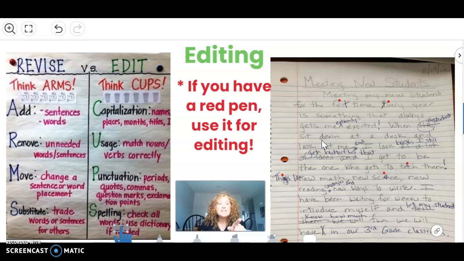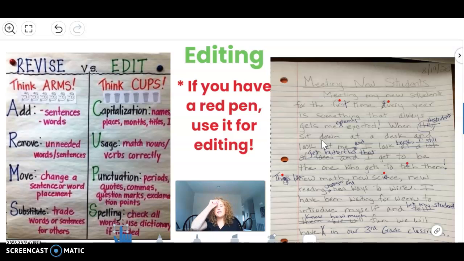Well, look, if it's a C, you focus on making sure your capitalization is correct. And think of names, places, months, titles, the letter I will help too. U for usage, matching nouns and verbs correctly. P for punctuation, making sure you have periods in the right place, quotation marks, commas, question marks, exclamation points where they're appropriate. And the last for CUPS is S, the spelling. Check all the words. Use the dictionary if you need to and make sure your spelling is correct, okay?